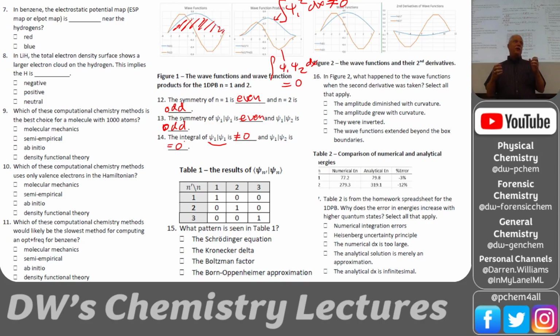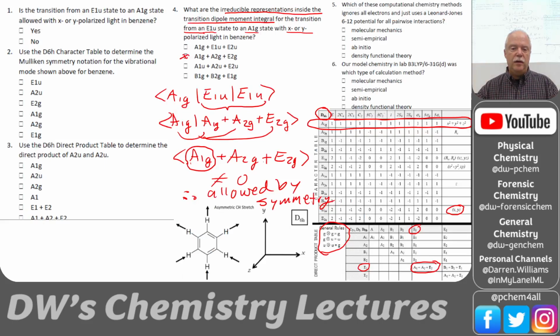So the answer to that question is it's the inversion center. If it does not have an inversion center, it won't have G's and U's. But if it does have an inversion center, then you have G's and U's. And that's why the benzene problem that we looked at, let's see, is that up or down? Yeah, see here, the benzene problem, D6H, right over here is the inversion center.